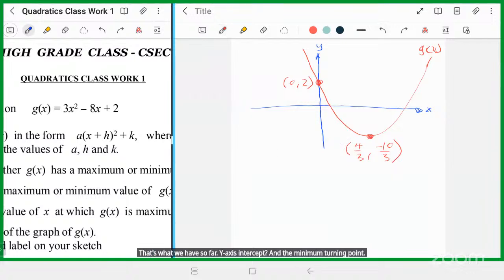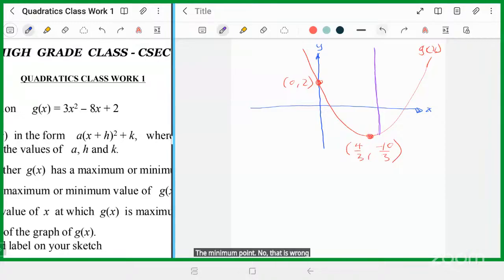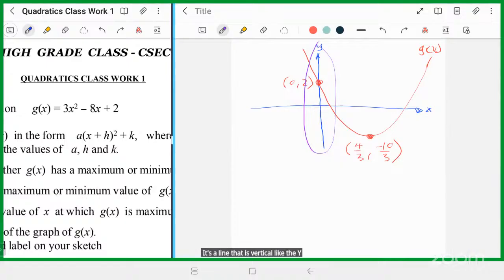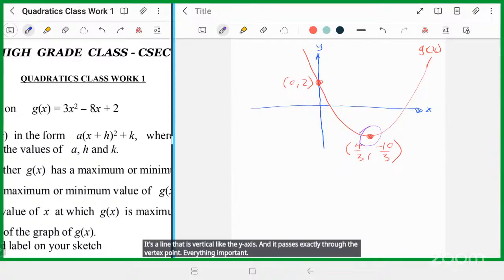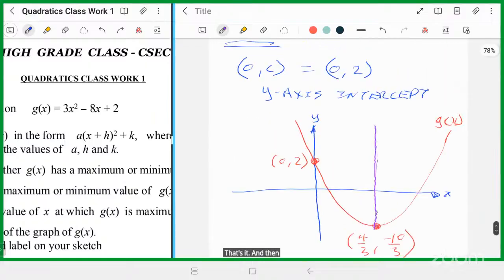Then the question asks us to show the axis of symmetry or the line of symmetry. And I see some people drawing it beside the minimum point. No, that is wrong. And some people drawing it slant like that. That is wrong. It's a line that is vertical like the y-axis, and it passes exactly through the vertex point. So I have to draw a vertical line that is parallel to the y-axis through here. That is it. And then we have to label it correctly. Some people know that it is x equals the x value. So it's the axis of symmetry.